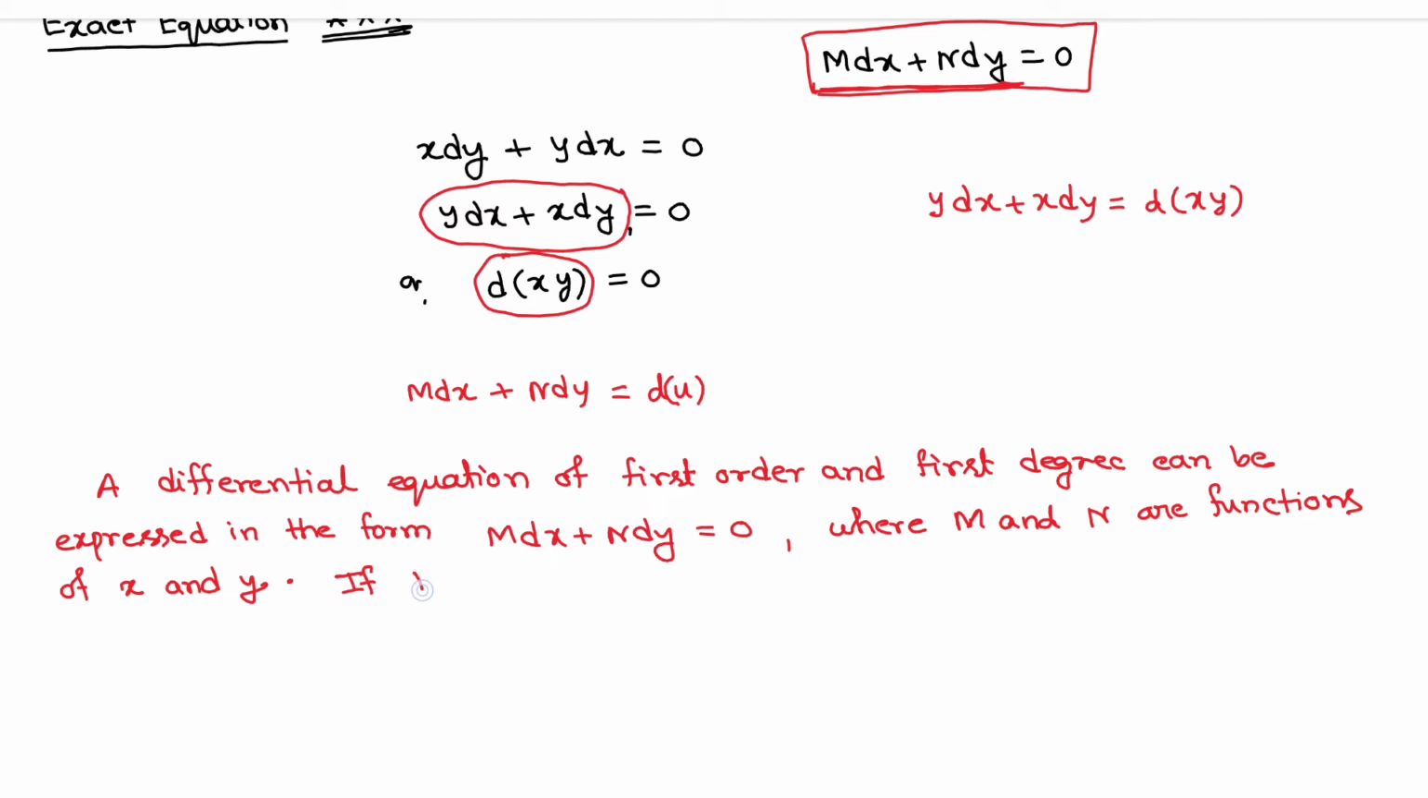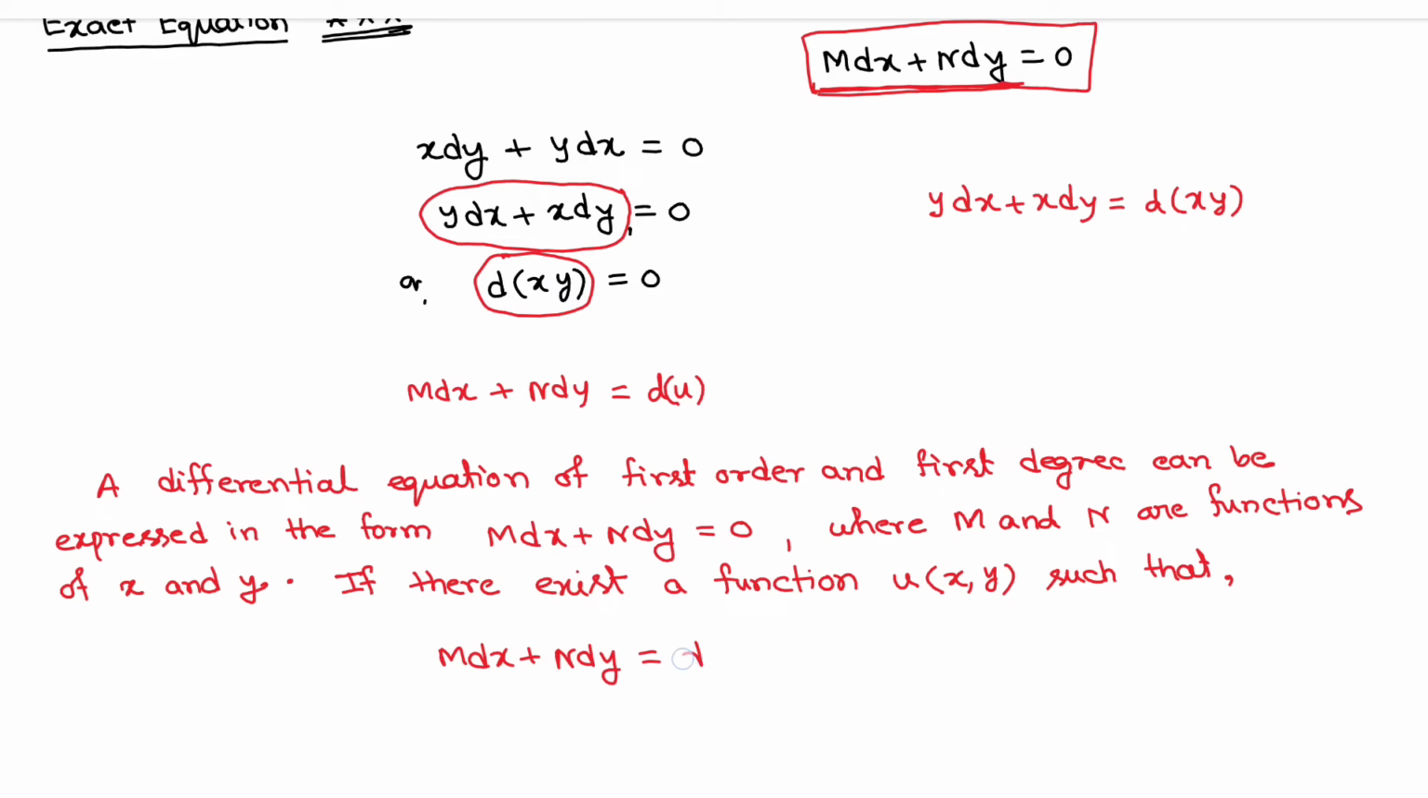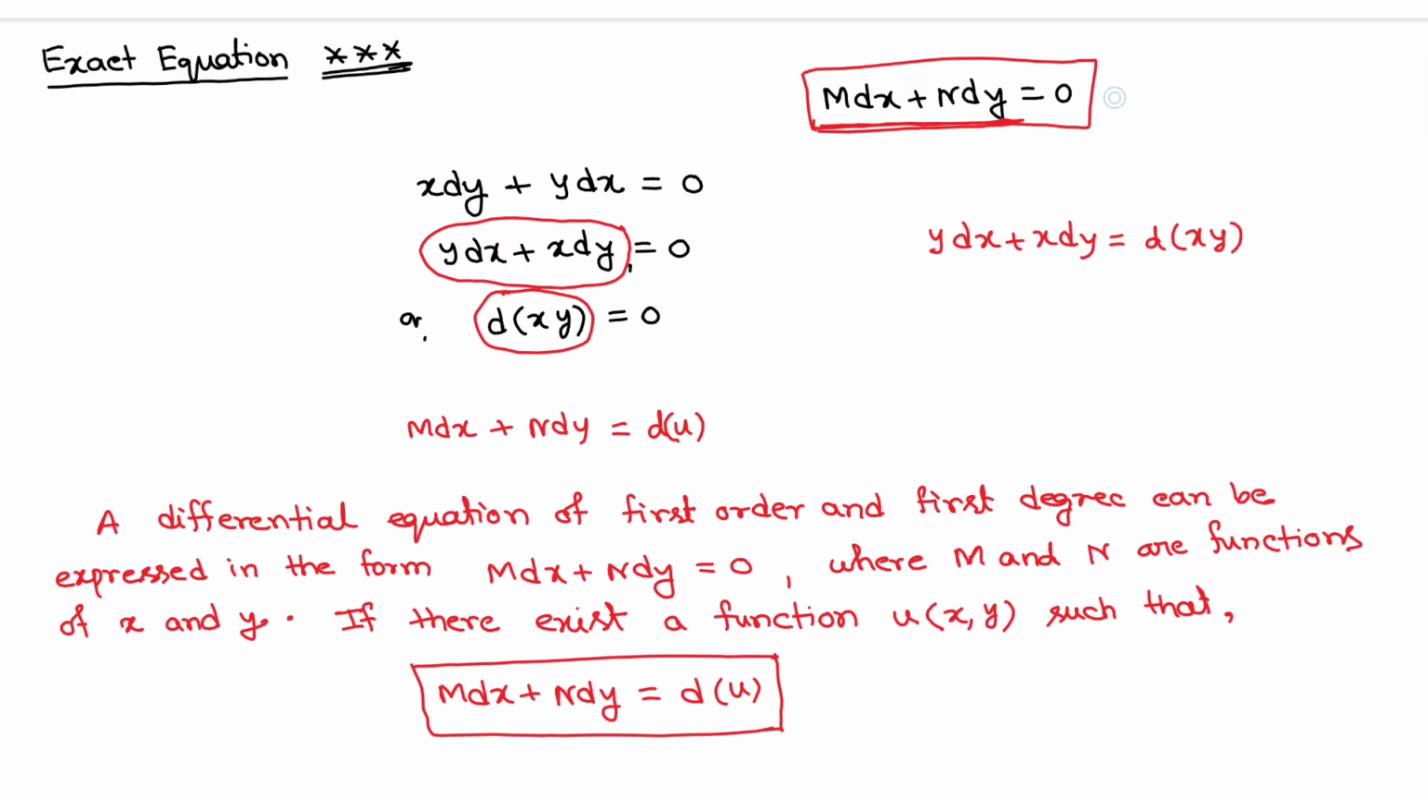If there exists a function u, a function of x comma y, such that the expression m dx plus n dy is the derivative of the function u, so we can write m dx plus n dy equals d of u, then that differential equation m dx plus n dy equals to 0 will be called an exact equation.